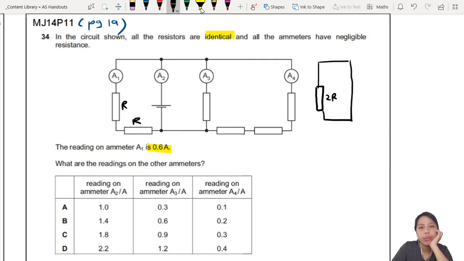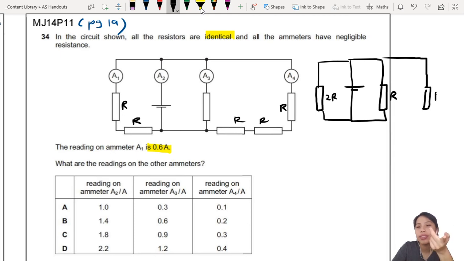Okay, that's the first loop. Then you have battery. Then you have 1R. Then you have another, got 3 here, R. So in that loop, I can basically combine that into one resistor with 3R resistance. The R I just create, because I know they're identical, so each one will be R. Okay, so I redraw already.